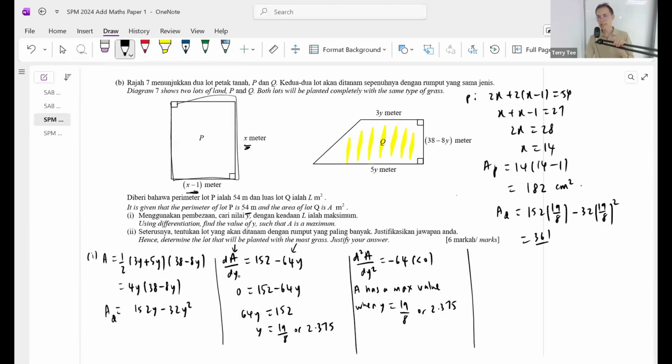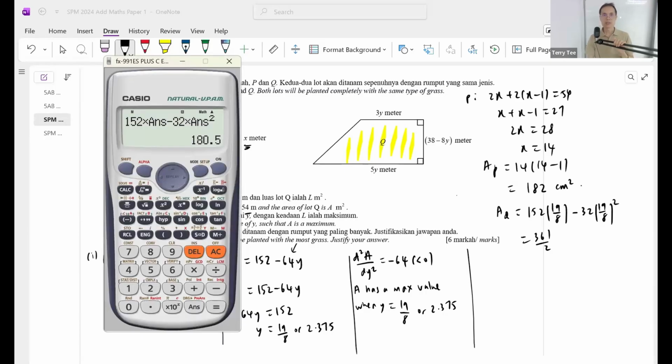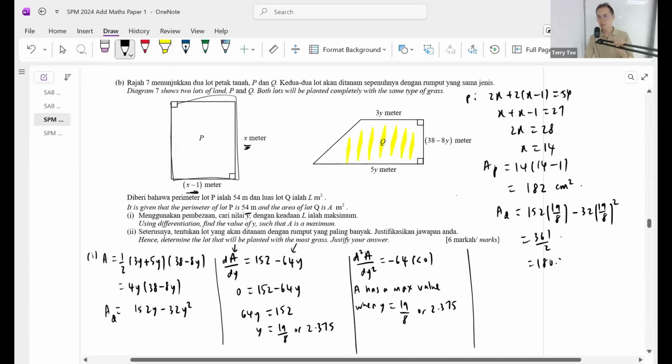361 over 2 is a bit hard to see, so I'll change to decimal. It is 180.5. So which one will have the most grass planted? The answer is lot P. Lot P will have the most grass planted. Why? Because its area is larger.